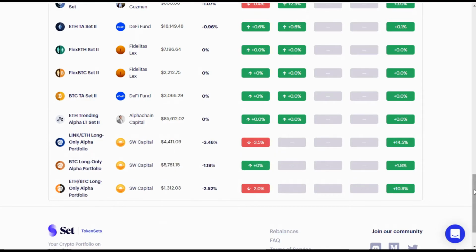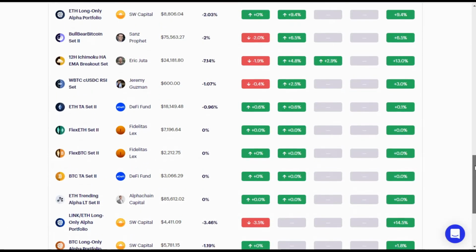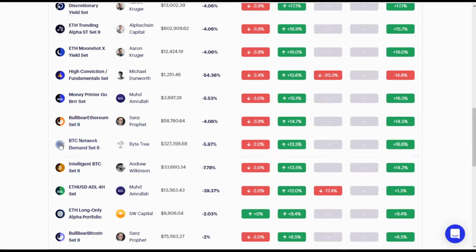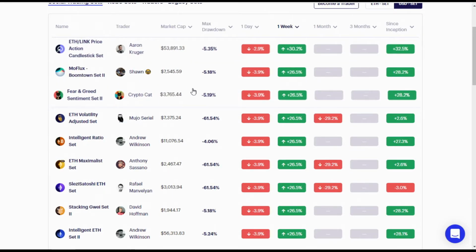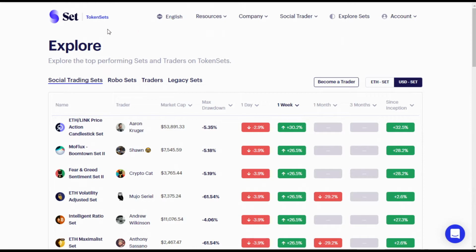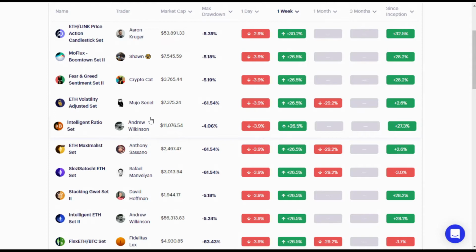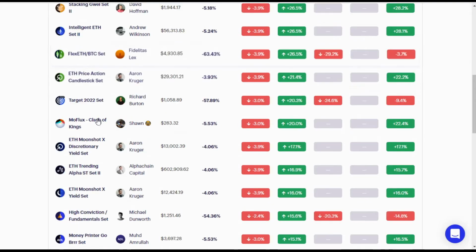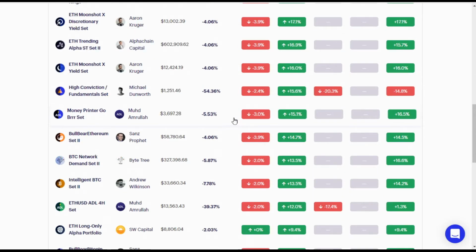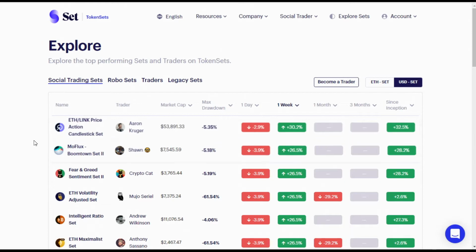Well, obviously the whole thing is sort of Ethereum based. I mean, you've got BTC, but obviously it's an Ethereum platform, Token Sets, so most of the coins have some sort of connection to Ethereum, but usually they are paired with something else. They can be paired with the US dollar, they can be paired with BTC, and stuff like that.